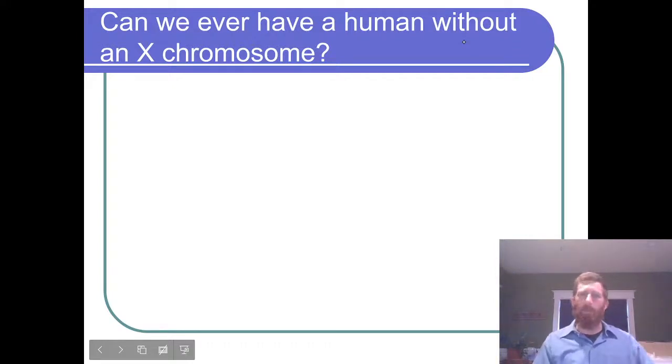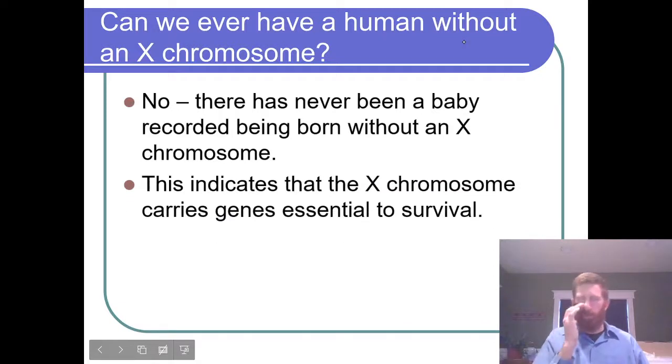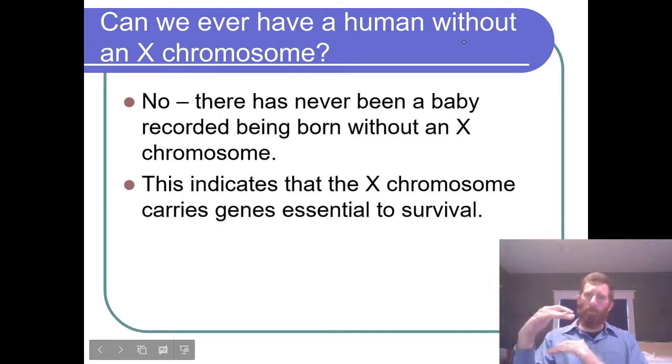So, can we ever have a human born without an X chromosome? Drum roll, please. No. Never in recorded history, never in science has there been a baby born without an X chromosome. Of course, you guys probably knew that, or at least you could guess that. The X chromosome carries genes that are essential to survival. Remember, X chromosome encyclopedia, Y chromosome comic book.